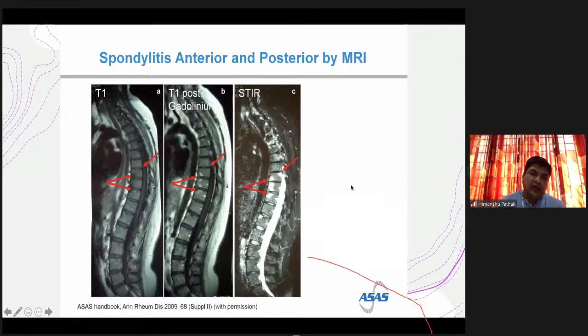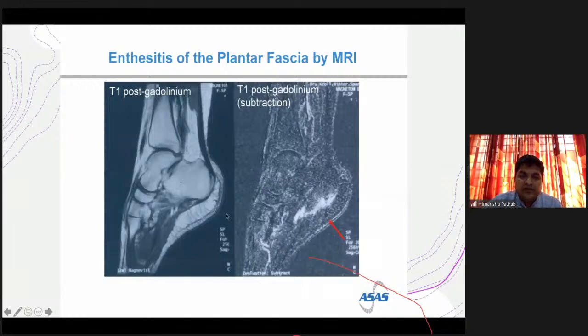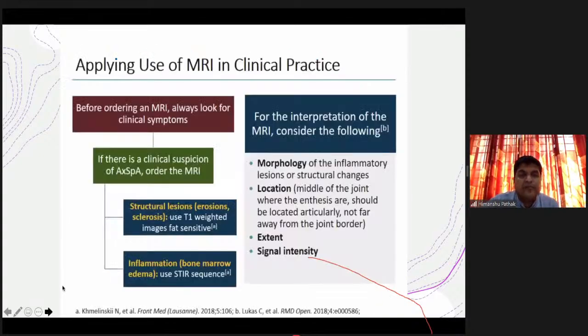Similar to the sacroiliac joint, you may find findings on the lumbar vertebrae. On the X-ray, as we discussed, shiny corners; on MRI you find all these shiny corner hyperlucent shadows. So this is an MRI of plantar fasciitis. You can see the inflammation of the plantar fascia. So if you have plantar fasciitis, Achilles tendonitis and back pain, you know that this is a spondyloarthritis case. So before ordering an MRI, always look for clinical symptoms and always mention to the radiologist what you want to see. You want to look for those shiny corners on the vertebra. You want to look for inflammatory shadows on the sacroiliac joint.